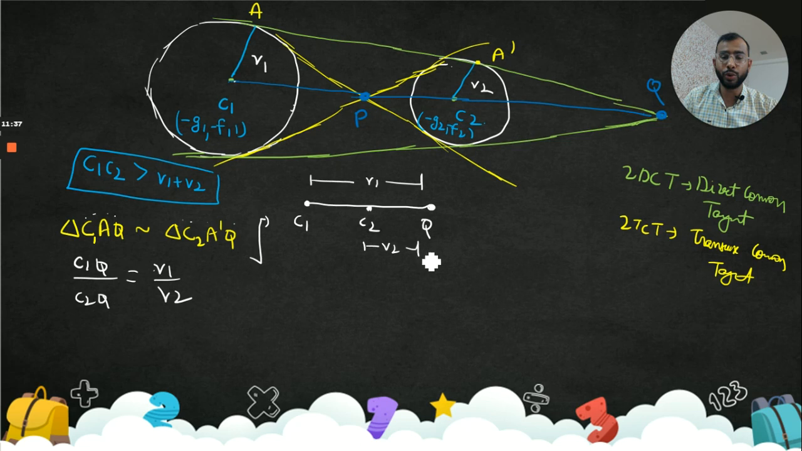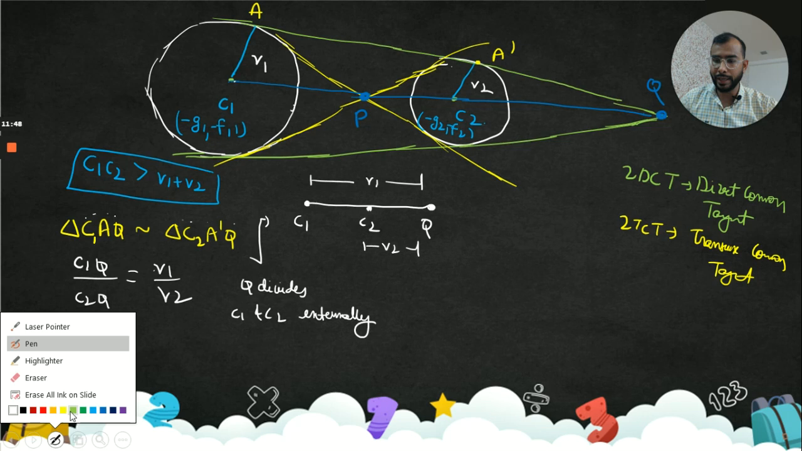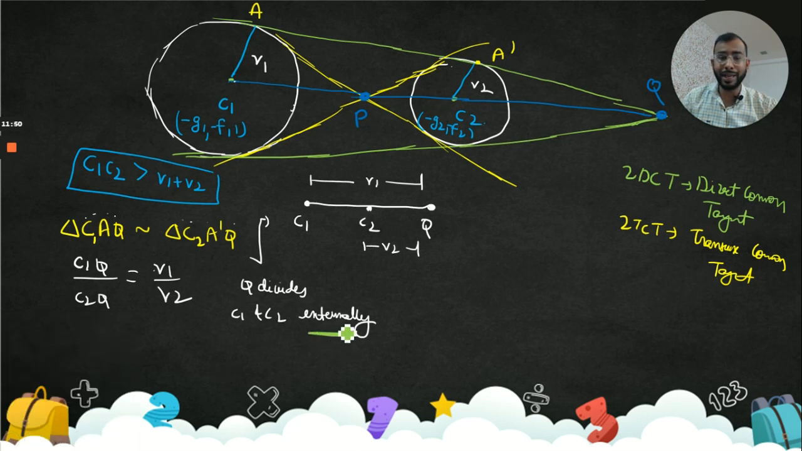This is R2. So what I can say, Q divides C1 and C2 externally. Very important guys, it divides them externally. Or if you take Q here, then you can take R1 and minus R2. So minus, same thing will happen. So if you have to find out the point, right? So what we can say is if it is dividing externally.